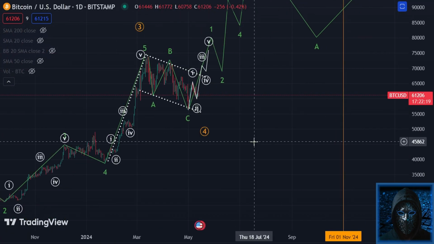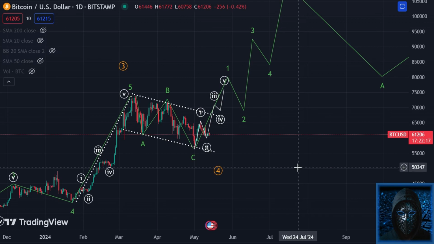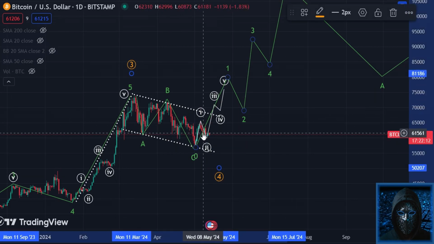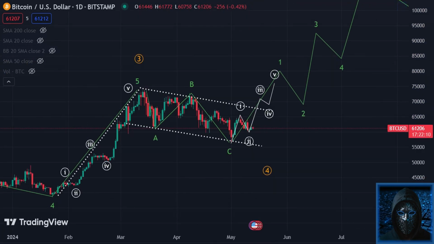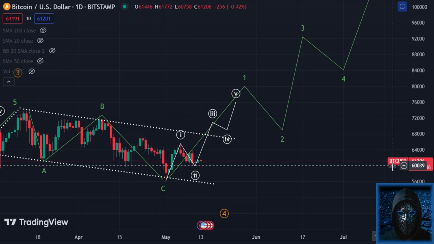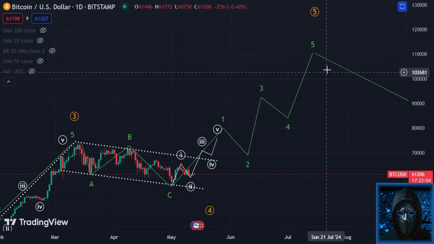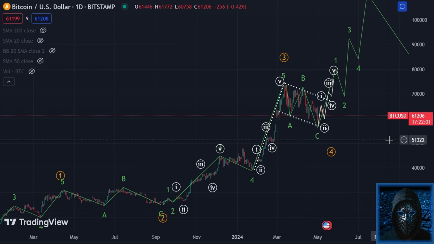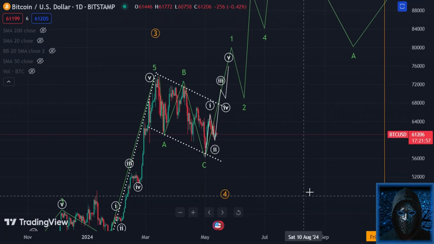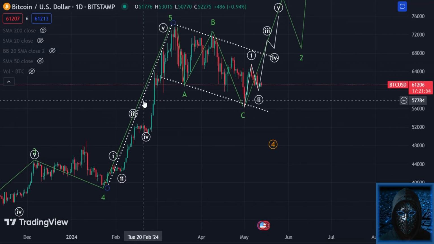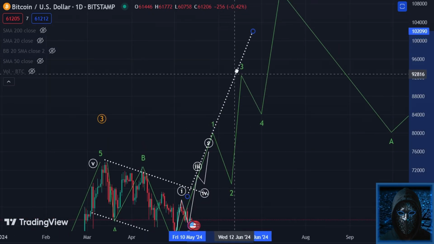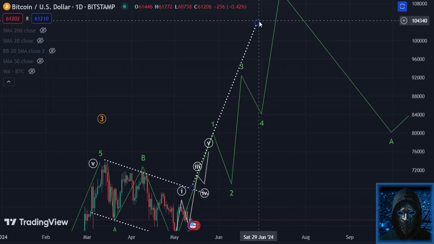Now, zooming in further, we can see that we are in wave 4. We completed our wave 3, we're in wave 4. I believe we have completed our first 1, 2 of wave 1 of wave 5. Now, let's get some targets here. Our first target is this. We have a bull flag here. And the target for this bull flag is 100k.